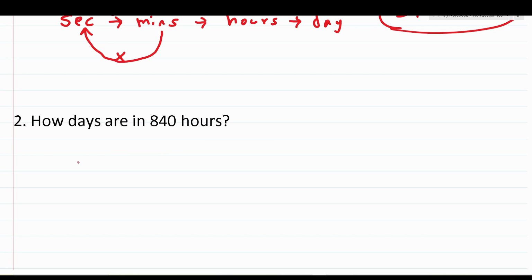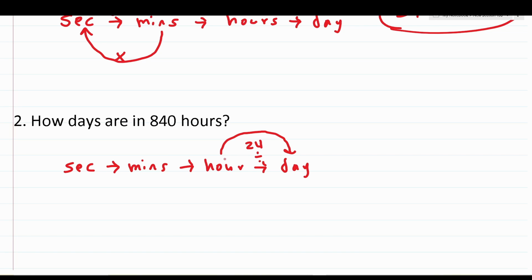So remember, as far as time is concerned, we have seconds, minutes, hours, and days. In this case, we're being asked to convert 840 hours to days. That is to say, we're going from a smaller unit to a bigger unit, so we're going to be dividing. What are we going to be dividing by? Well, you have to know that there are 24 hours in every day.